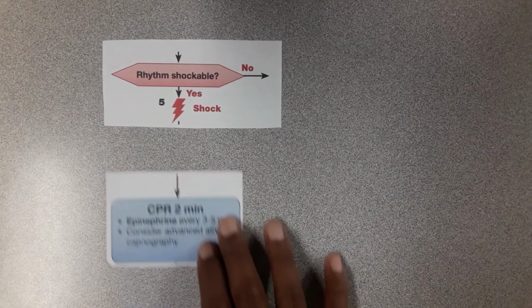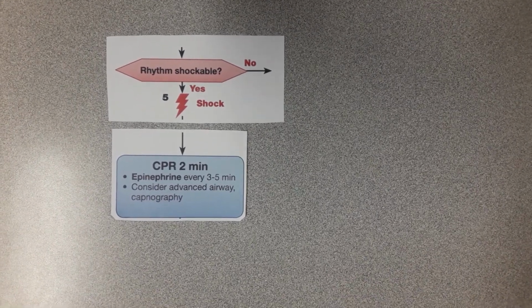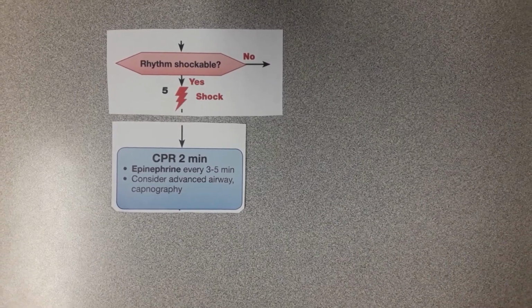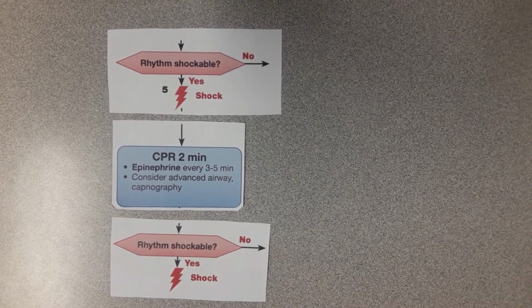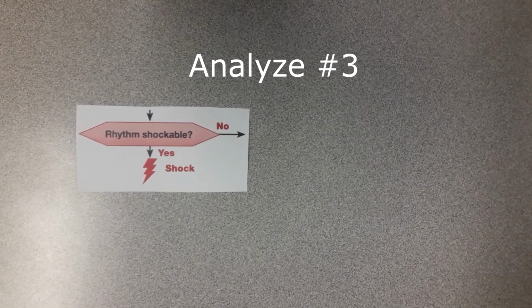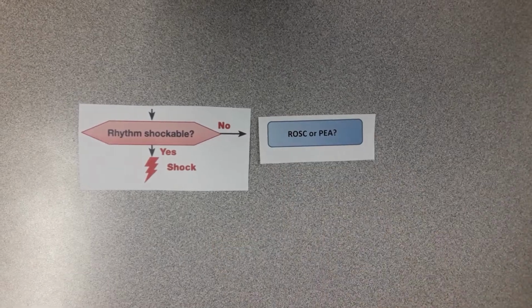After delivering the shock, immediately resume CPR for a 2-minute interval. Within this period, administer epinephrine, 1 milligram. At the end of 2 minutes, do your third analysis. If it is a shockable rhythm, deliver the shock immediately. If it is a non-shockable rhythm, determine whether it's a ROSC or a PEA.